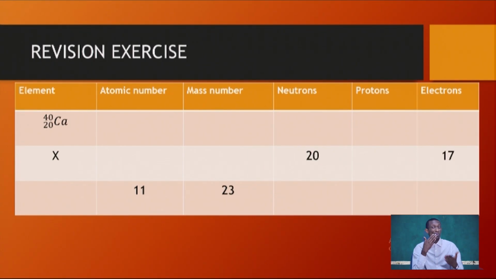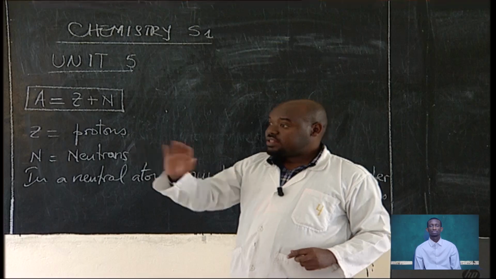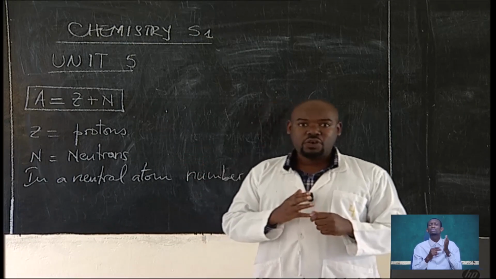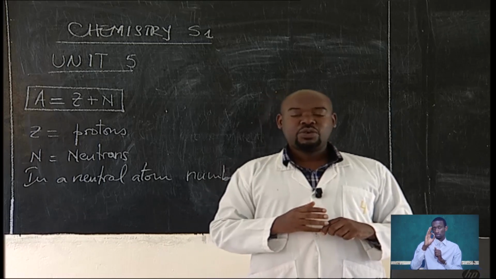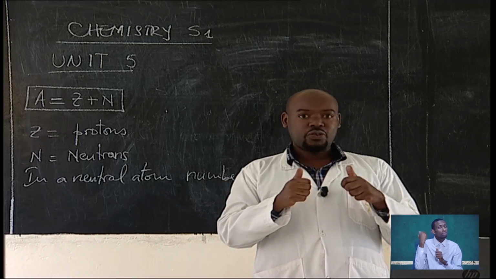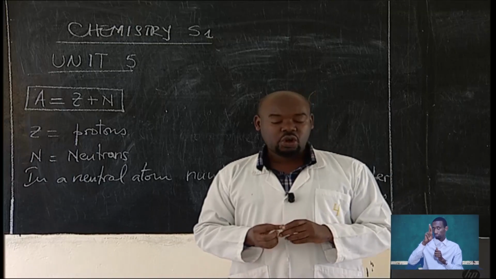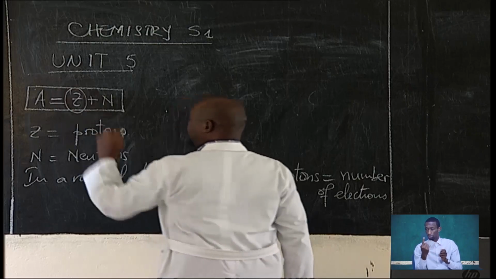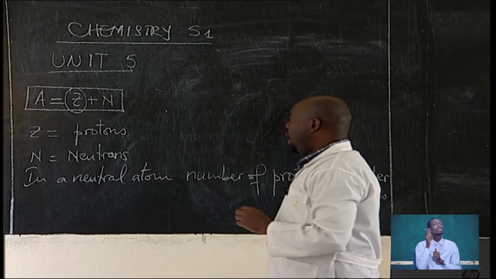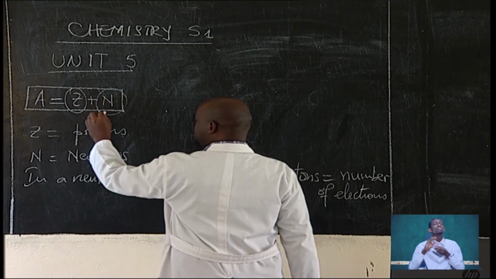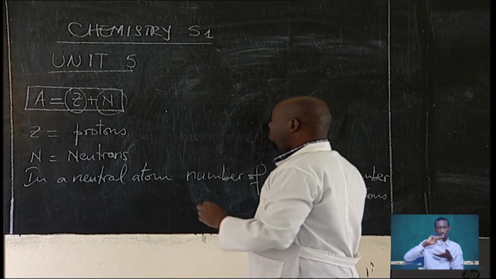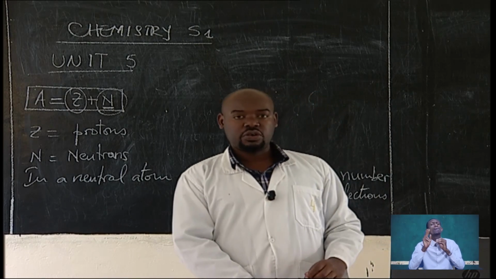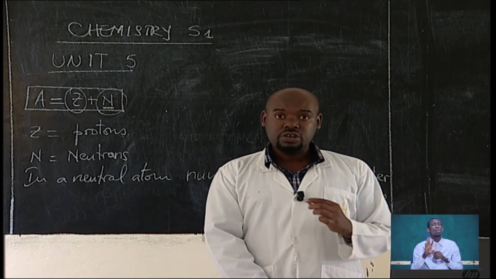Good. So to answer those questions, here is what we have to use. There is a formula. Remember, we said that the number of protons is also called the atomic number, and its symbol is Z. That is the atomic number. And the number of neutrons, which is represented by N, gives the number of neutrons, the other nucleons, or the particles which are found in the nucleus.